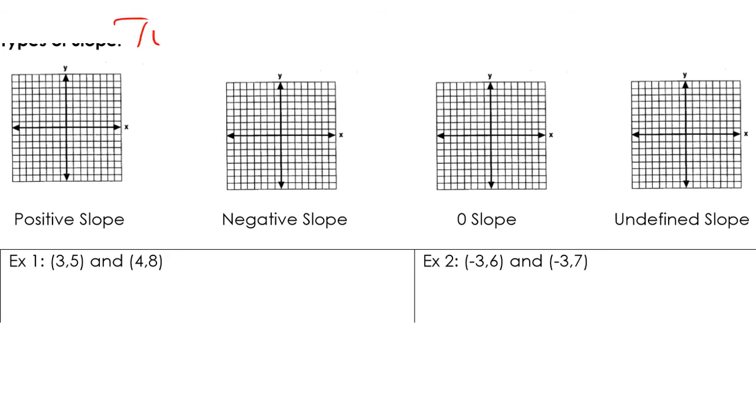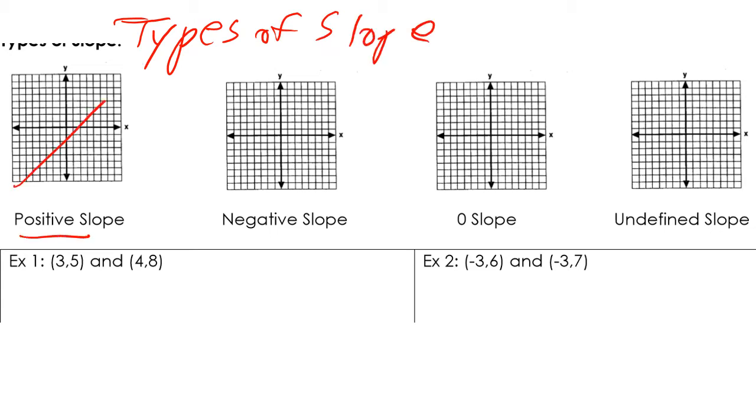There are different types of slope. A positive slope means the line goes up to the right. And a negative slope means the line goes down to the right. Say that to yourself. Positive slope, up to the right. Negative slope, down to the right.